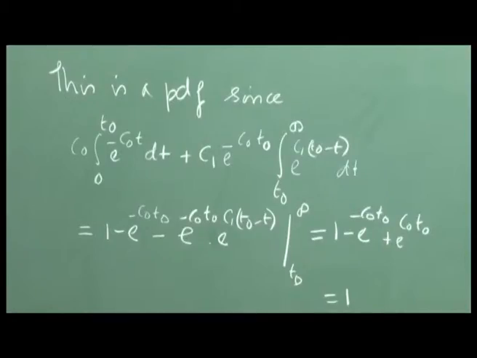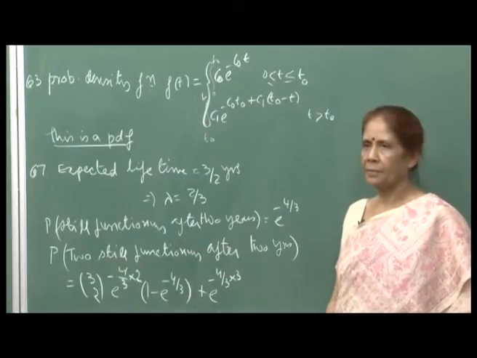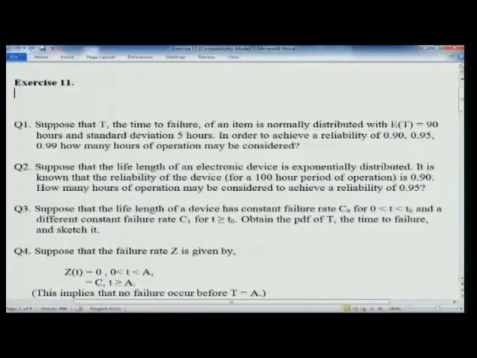So, to show that f of t is a PDF, we have to show that its integral from 0 to infinity would be equal to 1. The first part we will integrate from 0 to t naught, and the second part of the function f of t we will integrate from t naught to infinity, and the calculation shows that the integral comes out to be equal to 1. So, this is the required PDF for question 3, and then you can try to sketch it.